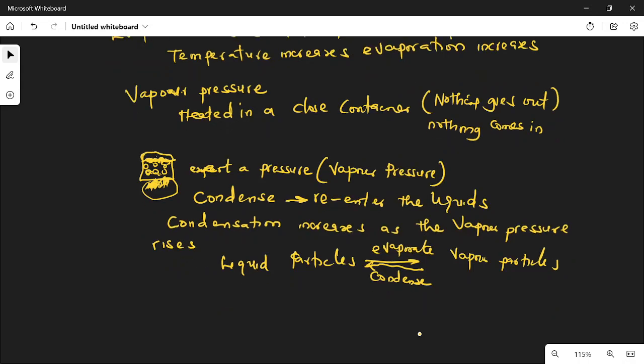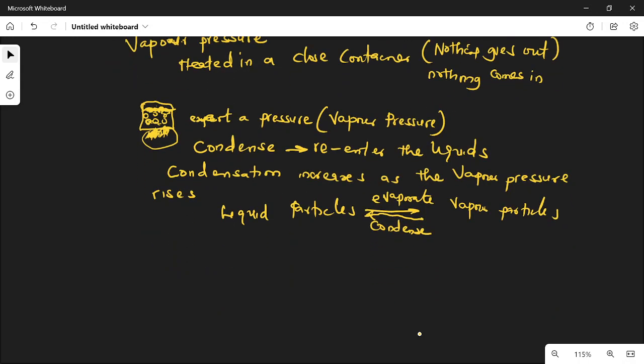Very, very important. A time will come where, when you are applying the heat, the rate of evaporation will increase, because we have said as temperature increases, evaporation too increases. A time will be reached when the saturated vapor pressure, don't forget, that is the pressure in contact with the liquid, will equal atmospheric pressure.